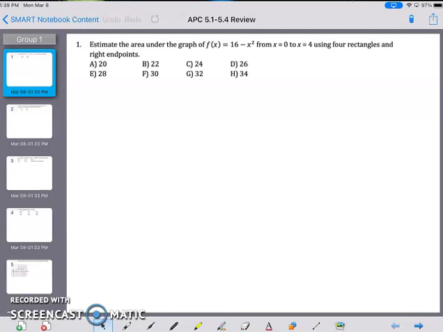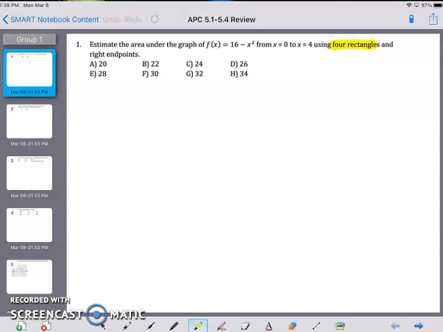This is AP Calculus, section 5.1 through 5.4 test review. Problem number 1 is a multiple choice question. It says estimate the area under the graph of f of x equals 16 minus x squared from x equals 0 to x equals 4 using 4 rectangles and right endpoints.